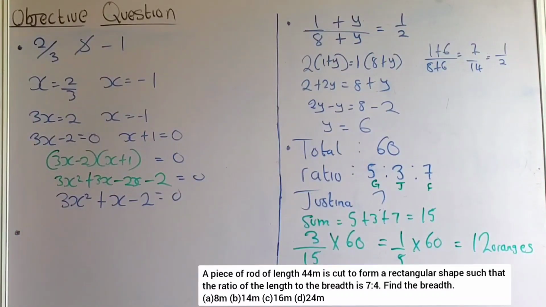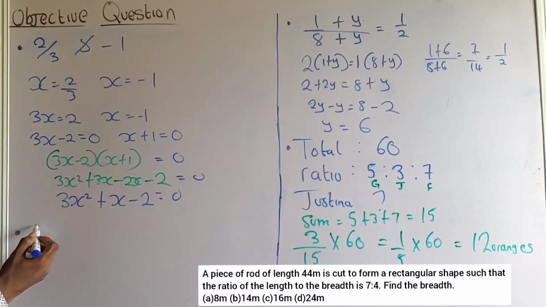The next question: a piece of rod of length 44 meters is cut to form a rectangle shape such that the ratio of the length to the breadth is 7:4. Find the breadth. A 8 meters, B 14 meters, C 16 meters, D 24 meters. Okay, let's go. Listen to the question. A piece of rod of length 44 meters is cut to form a rectangle shape.